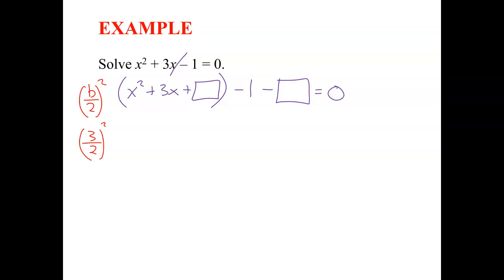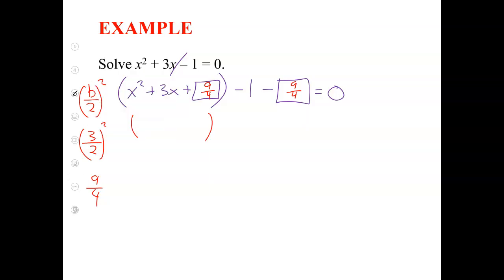Okay? So 3 over 2, that's the number that I'm going to end up inside my binomial squared when I factor it. Okay? But I still need a square to put it in those boxes. So what is 3 over 2 squared? 9 over 4. Okay? So 9 over 4 goes here and here. All right? So now I can go to my factoring.